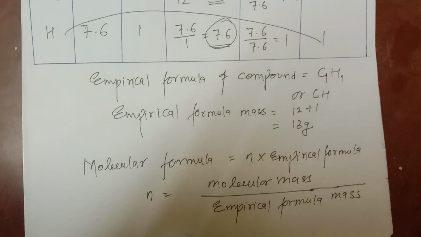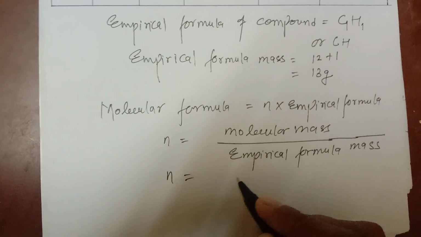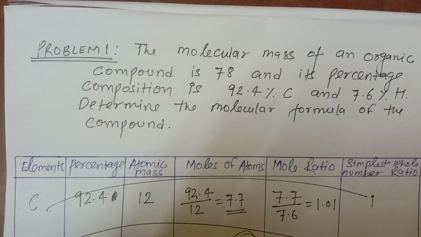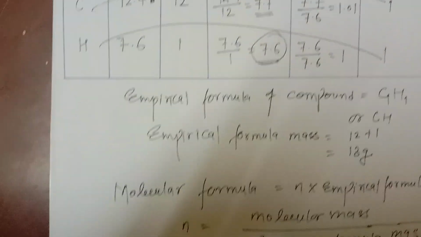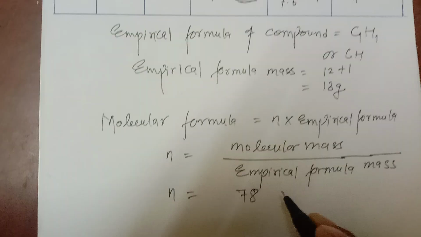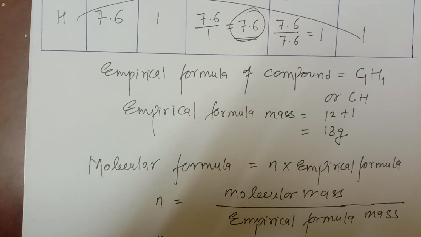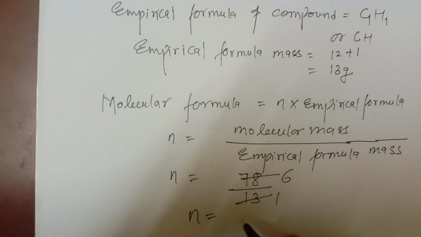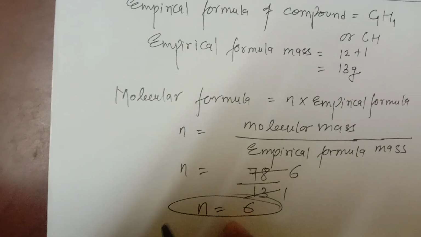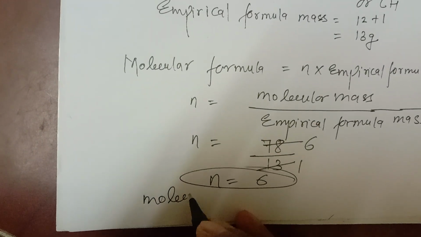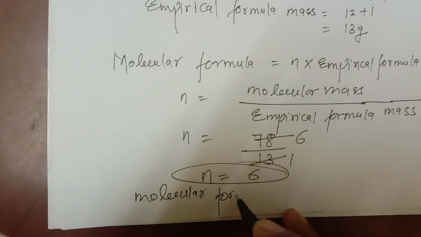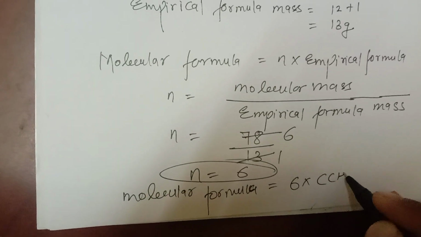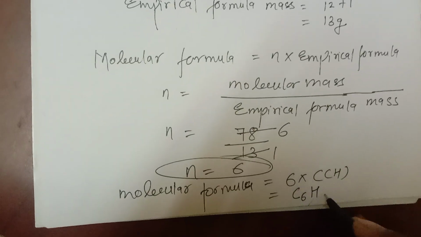Okay students, by solving you will get n. The molecular mass is given in the question, you can check it, it is given as 78. So you have to write 78 here. And what empirical formula mass did we calculate? 13 gram. So 78 divided by 13: 13 ones are 13, and 13 sixes are 78. So n equals 6. So the molecular formula equals 6 into CH. So it will be equal to C6H6.